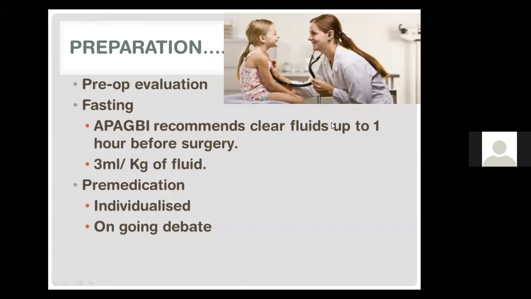Clear fluid is that which has the same density as water. It might not necessarily be clear in the sense of the word clear, but as long as it has the same density as water.